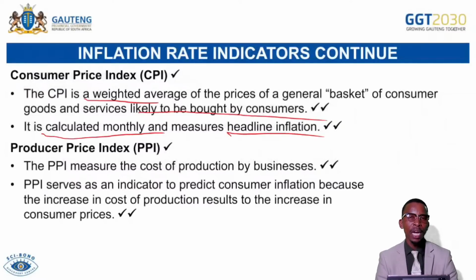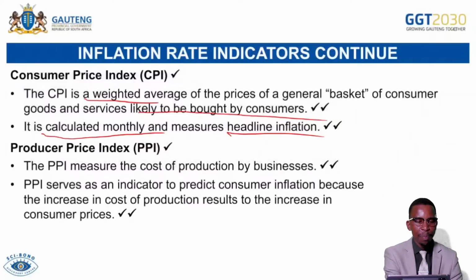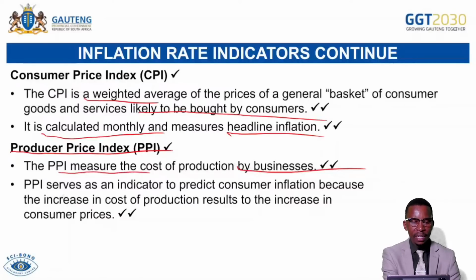In the basket of CPI, what is there? We have the likes of consumer goods, because it measures the cost of living. We have the interest rates, we have value-added tax, but capital goods are not part of the CPI basket. The PPI, producer price index, measures the cost of production by businesses.